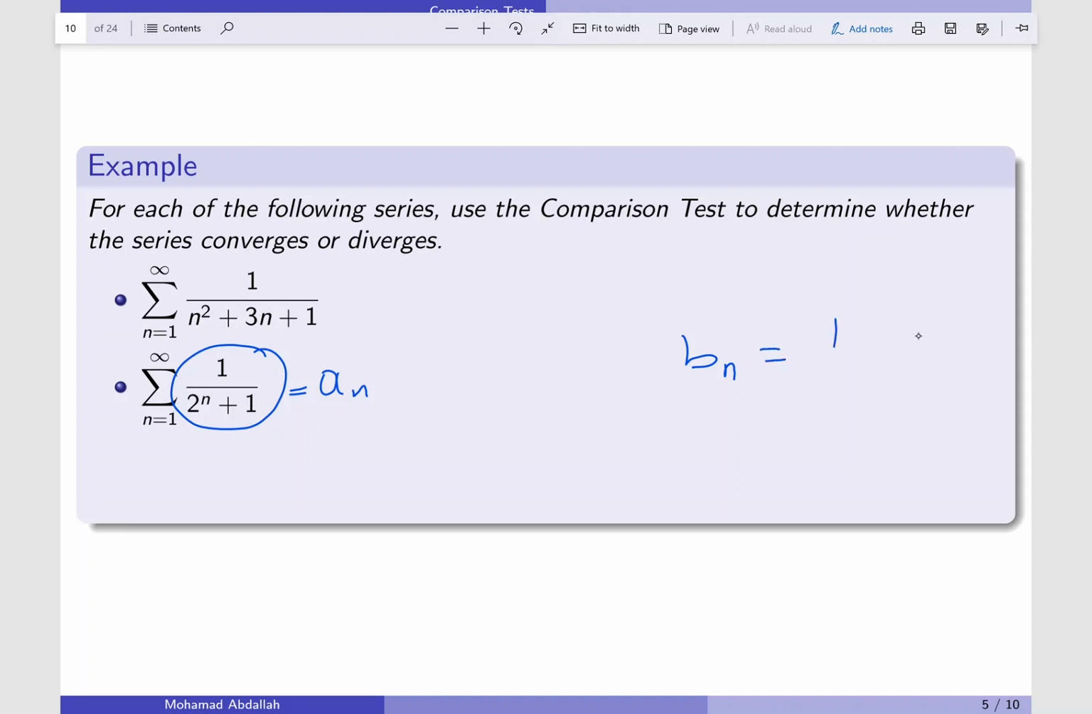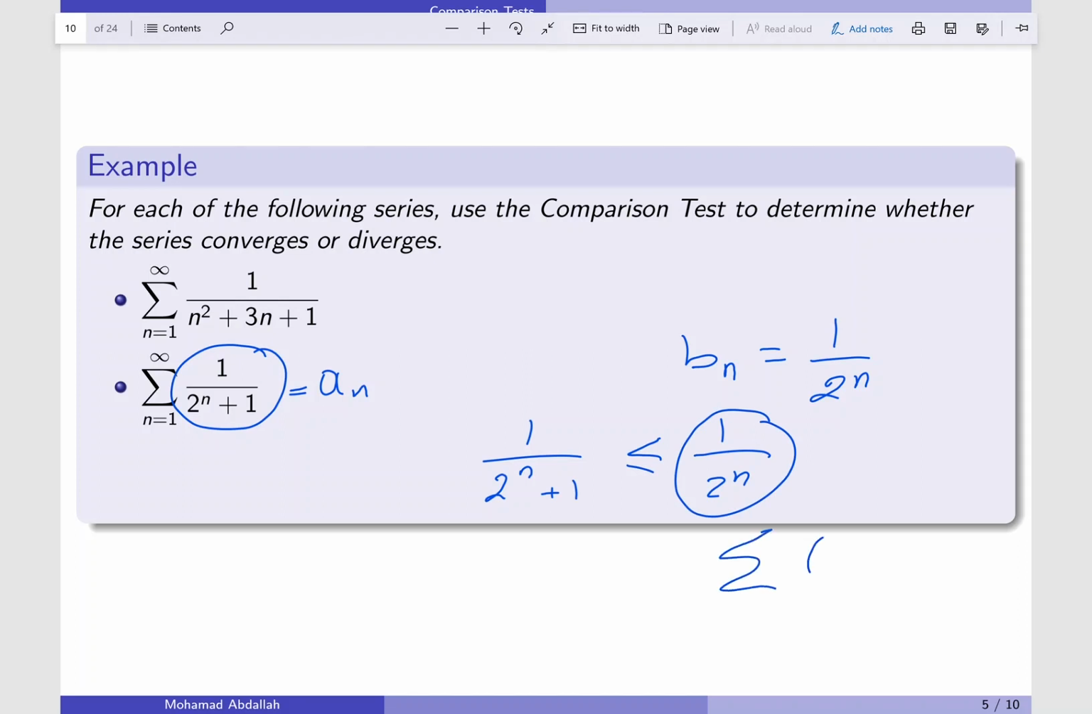Compare it to bn equal 1 over 2 to the n. Do you see how I can relate it to that? Like, for example, over there, I compare it to just the leading term. That's the same idea here. Again, it's kind of simple because it's the same idea as the previous one. 2 to the power n plus 1: I know this is less than 1 over 2 to the power n because the denominator here is bigger than the denominator here. And this is a geometric series. This is the same as 1/2 to the power n from n equal 1 to infinity.